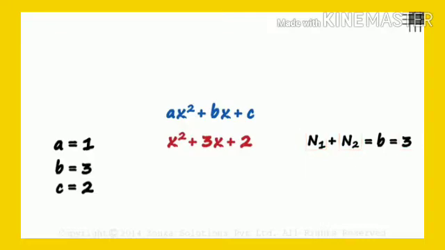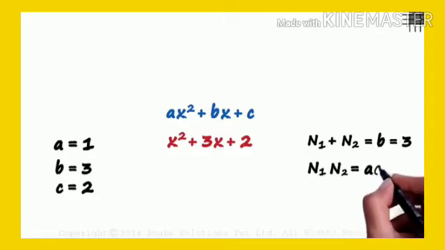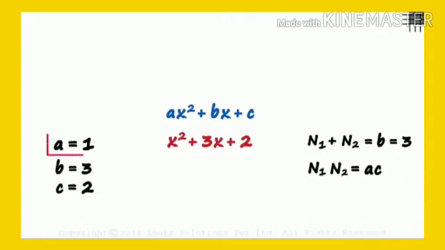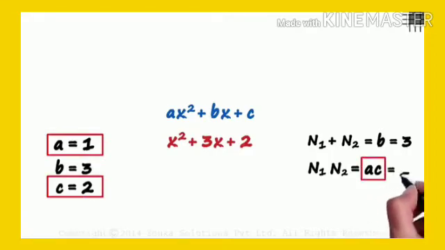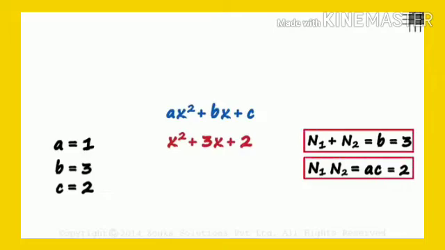And the next condition says that the product of the two numbers should equal the product of a and c. As a is 1 and c is 2, this product will equal 2. That's it. Only these two conditions. Which two numbers do you think would satisfy these two conditions?